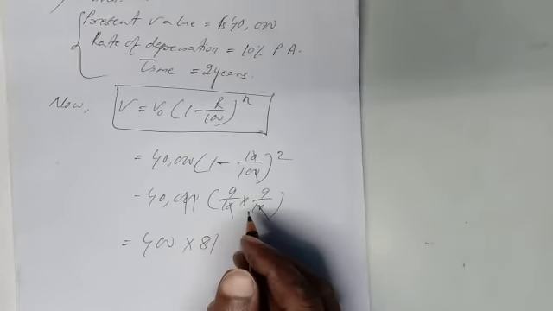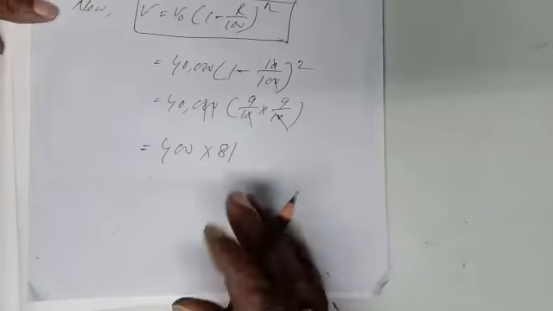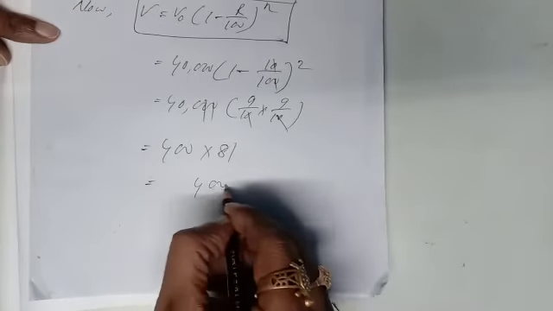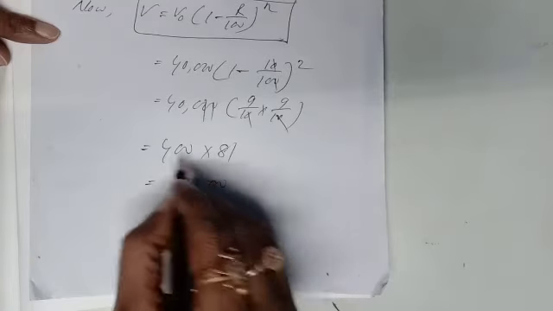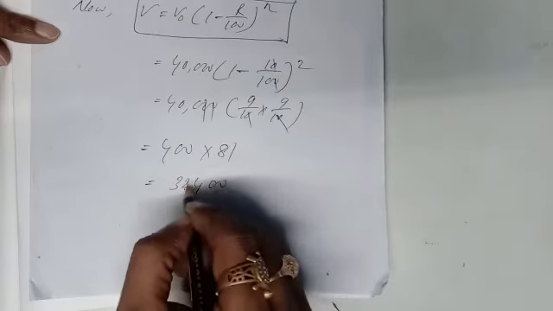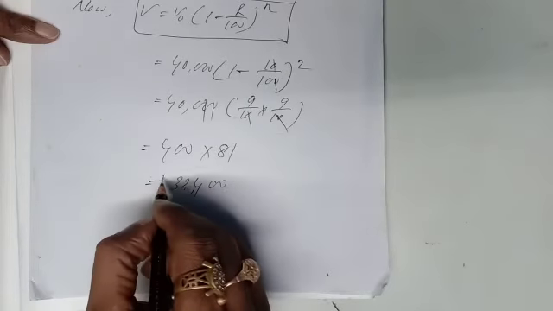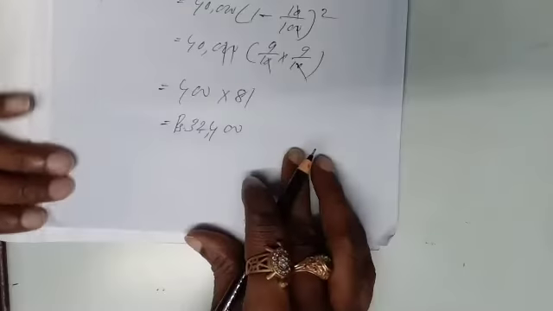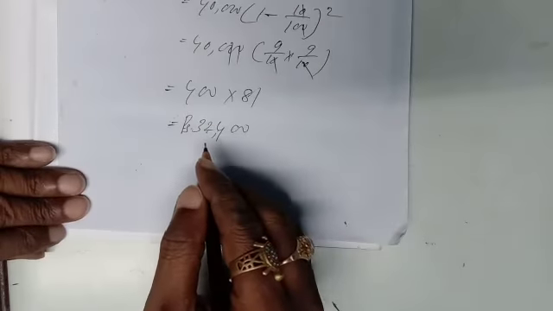Just you have to multiply. See what result is coming. 4 1 is 4, 0 0, 4 8 is 32. Yes or no? 4 1 is 4 and 4 8 is 32 and 2 0s here. That is 32,400. As it will depreciate, the value of the house after 2 years will be 32,400. That is what they are asking to find out.